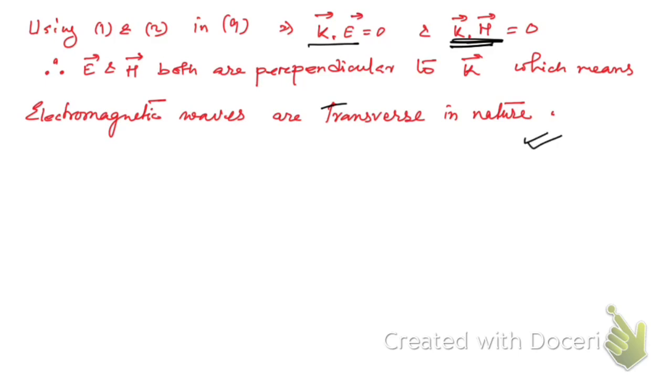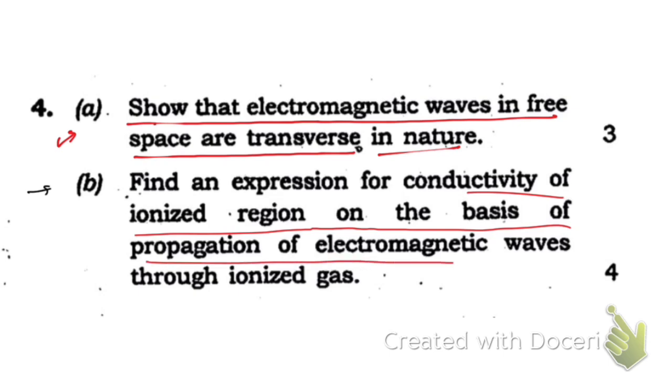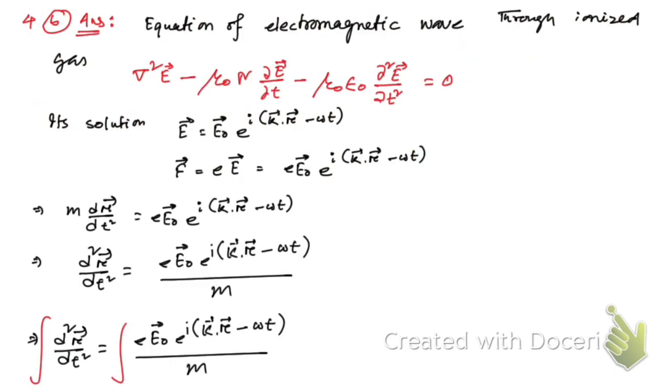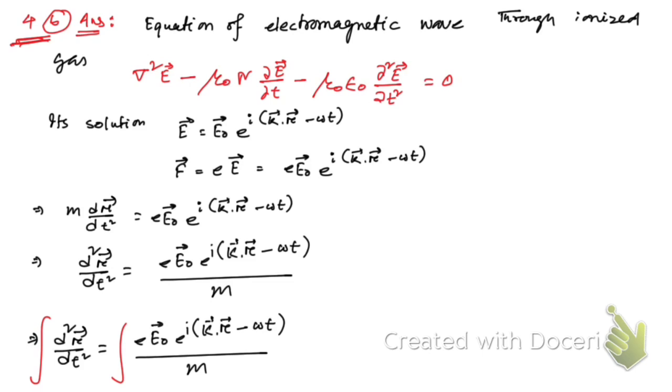So now let's move on to the next question. What is the next question here? Find an expression for conductivity of ionized gas region on the basis of propagation of electromagnetic waves through ionized gas. So let me go to the answer to this question. Let me write here. This is the equation of the EM wave through ionized gas, and its solution can be written as this. I have already given it in the previous answer.